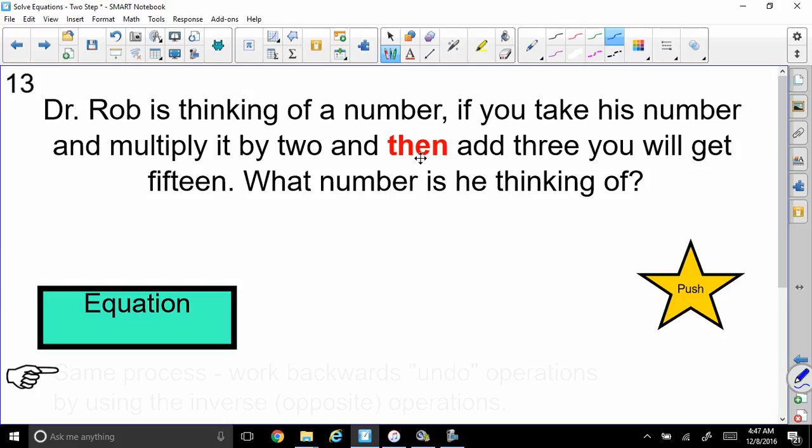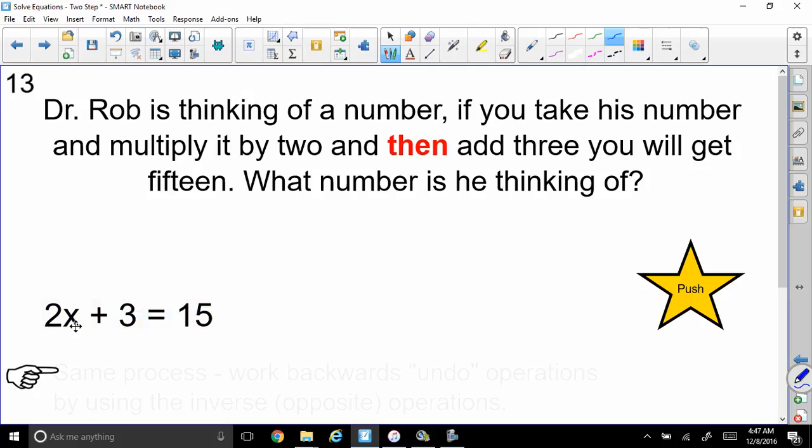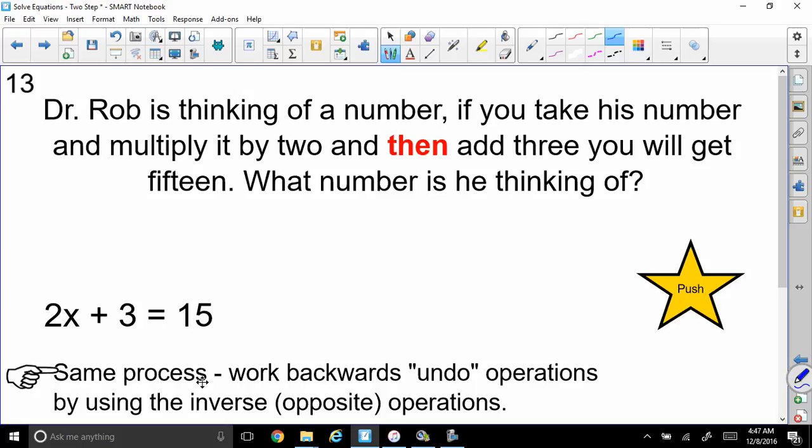And notice, we're doing 2 things. We're multiplying by 2, then we're adding 3, and you get 15. This is what the equation looks like. There's Dr. Rob's number that he's thinking of, times 2 plus 3 equals 15. So the key is the same process.